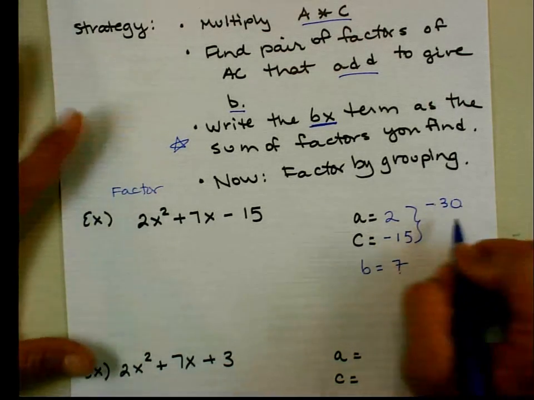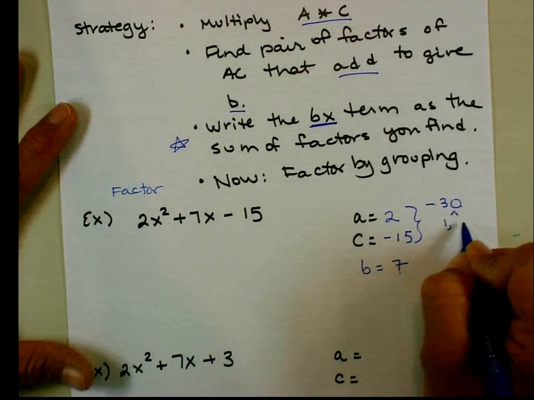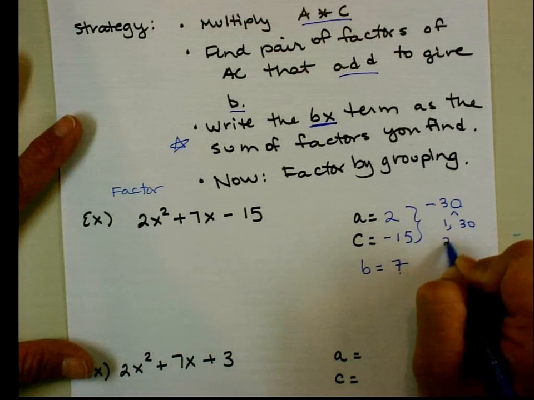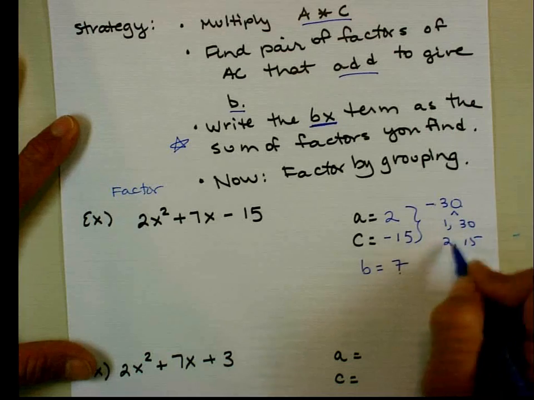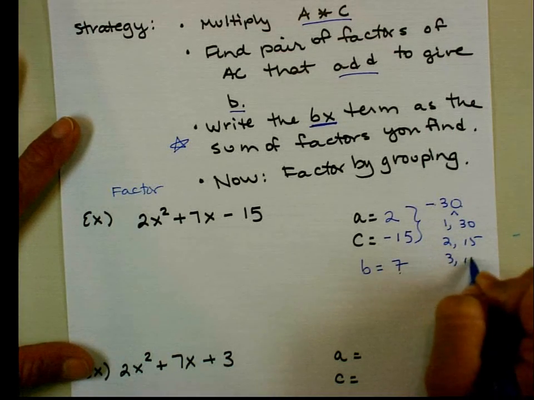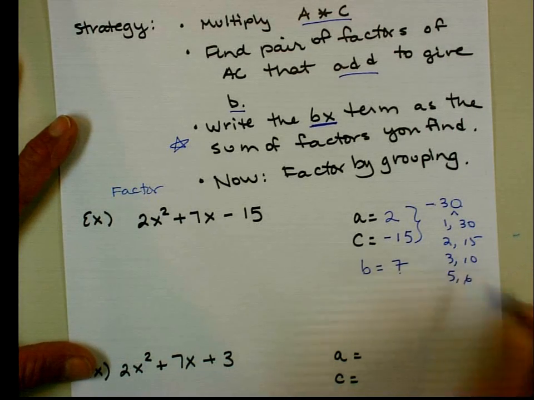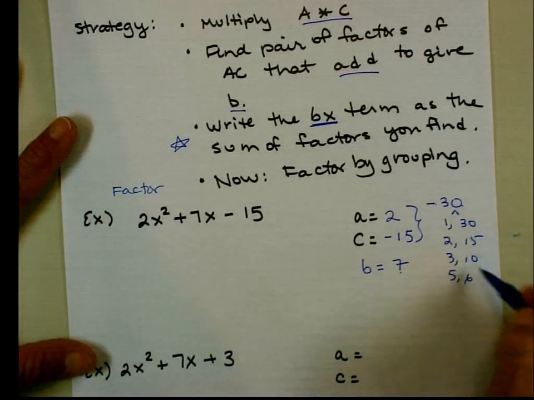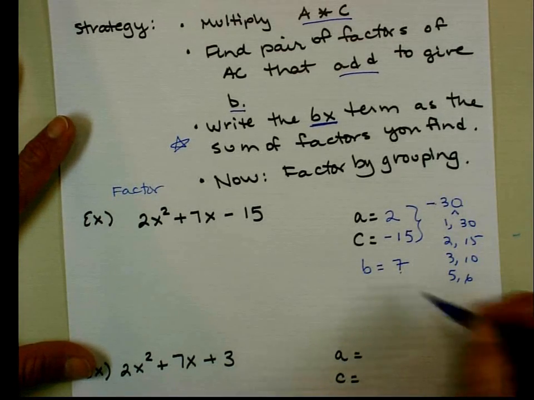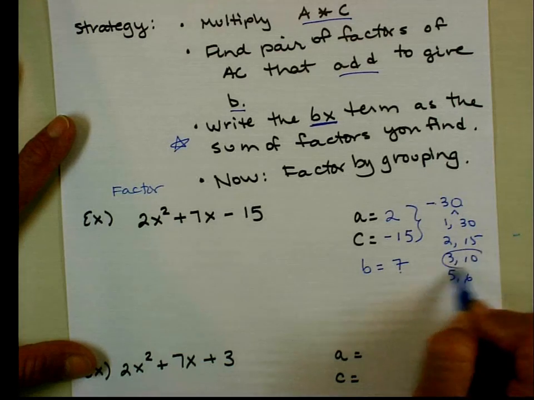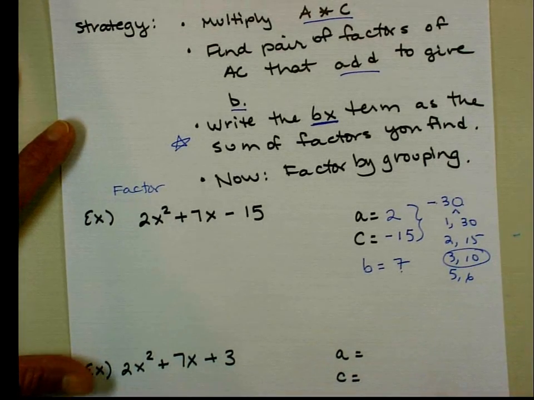So maybe I just start writing down the pairs of factors like we did in 5.2. So 1 and 30, 2 and 15, right? One of it would be negative. 3 and 10, 5 and 6. Okay, so which pair of these subtract to give 7? Exactly, the 3 and the 10.